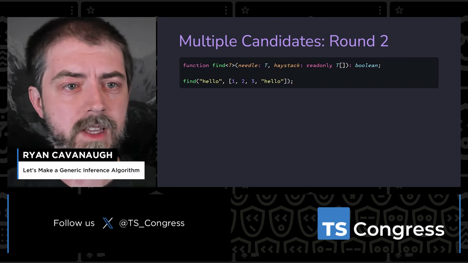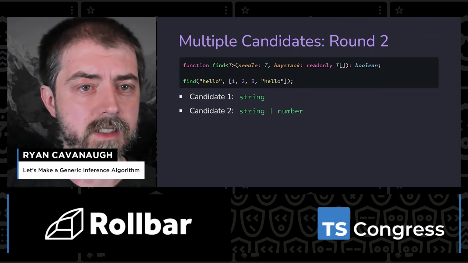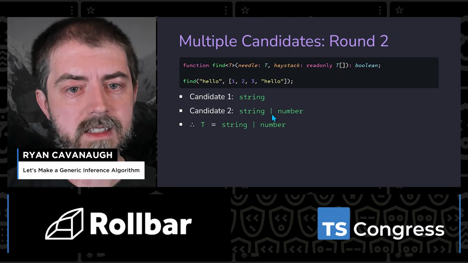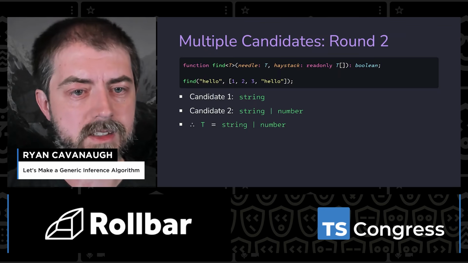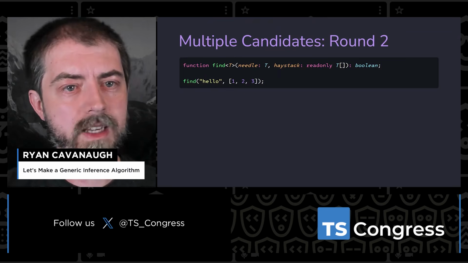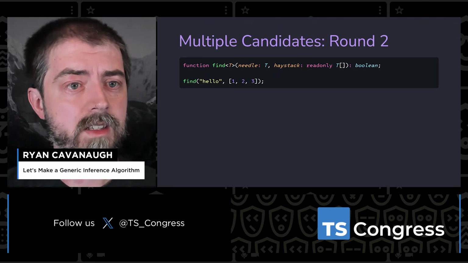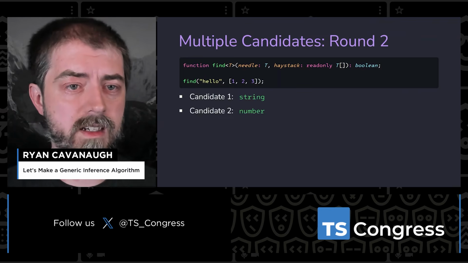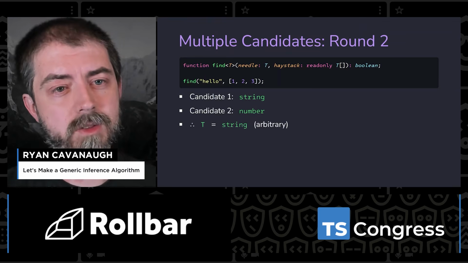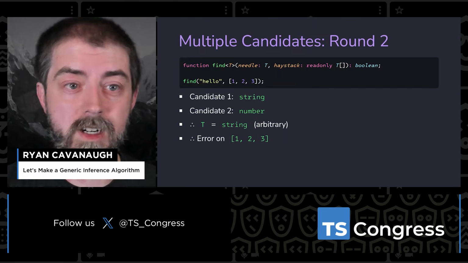So in this example, we collect our candidate string from hello. We collect string or number from the array. And the best common supertype between those is string or number. It is the candidate that contains all the other candidates, and that's the one we choose. And the call succeeds, so that's really good. Had you only had numbers in that array, now this call looks suspicious. It seems like something has gone wrong. So candidate 1 is a string, candidate 2 is a number. We kind of fall back to picking the first one maybe. So we'll say t is string, and then that means that we'll get an error on our number array because we expected a string array in that case.